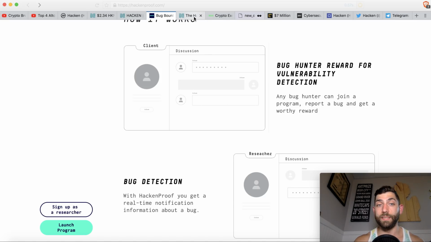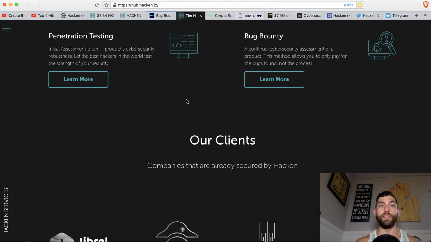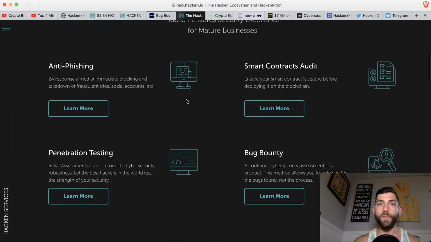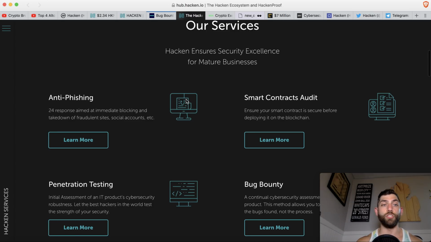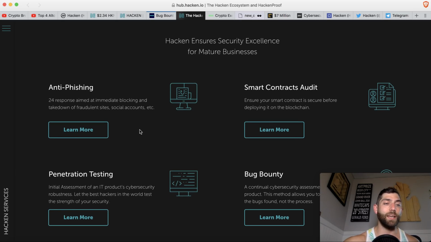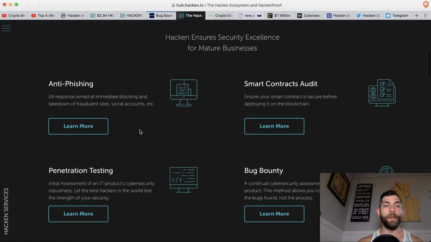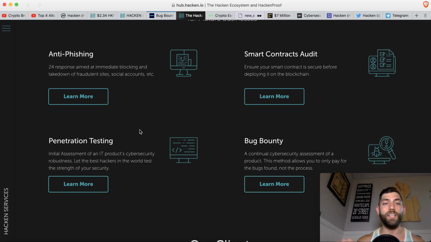Another piece of their business is their cybersecurity services. Anti-phishing, so this is a 24-hour response aimed at immediate blocking and taking down of fraudulent sites, social accounts, etc. Penetration testing, an initial assessment of IT product cybersecurity robustness. Basically, they're like, hey, we have some of the best hackers in the world. Let's see how strong your security system is. We're going to try to break it. And they'll do that penetration test.